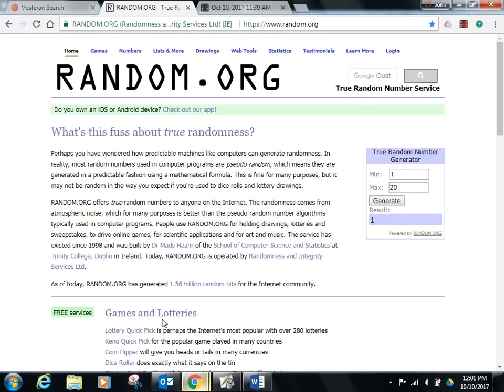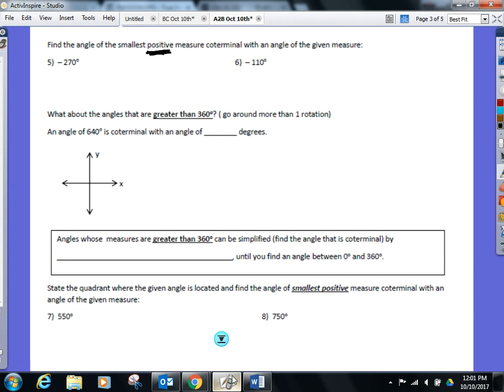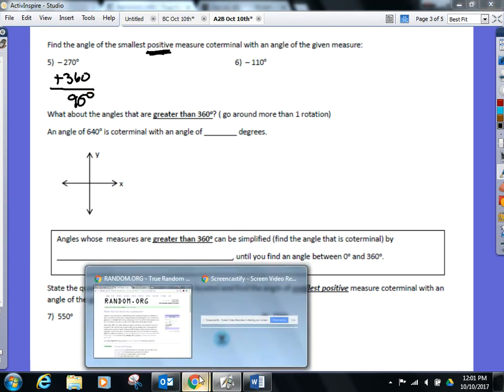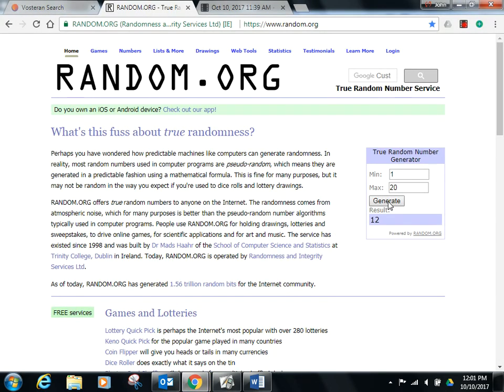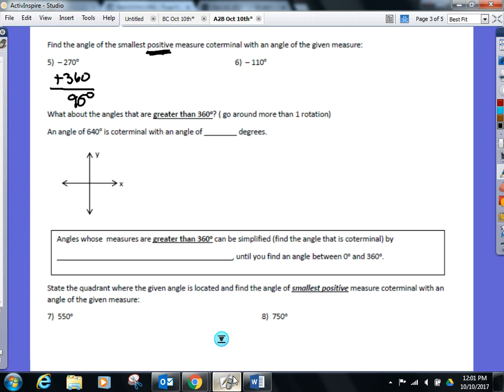For negative 270, what do you have? Lucas, what do you have for negative 270? How'd you get it? You went all the way around, added 360, and said that would have been 90 degrees. Nice job. How about for negative 110? What positive angle shares the same side? 250. How'd you get it? Added 360 to it. Nice job, Emily.